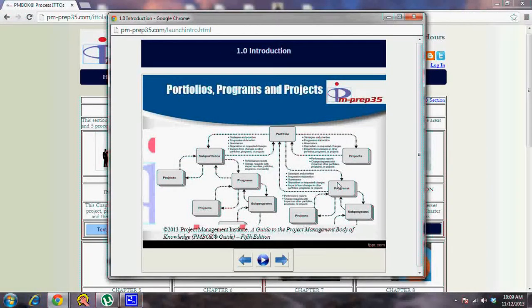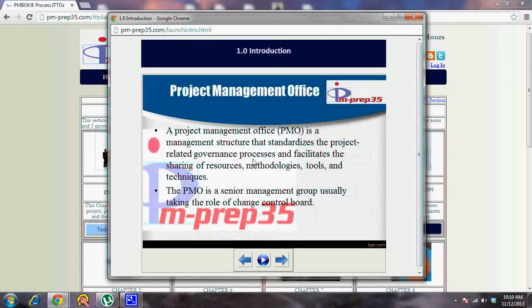The project falls into programs, the program falls into portfolios. This is the hierarchy between project, portfolio, and program. Then the most important concept is the project management office.